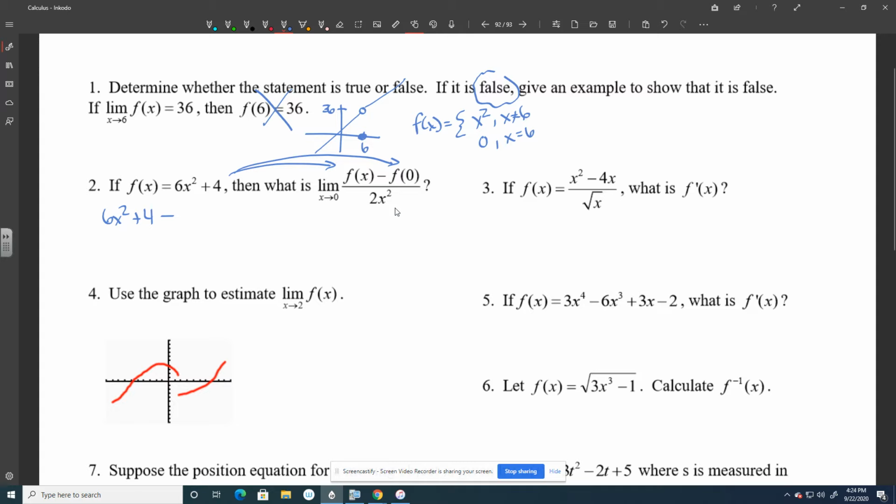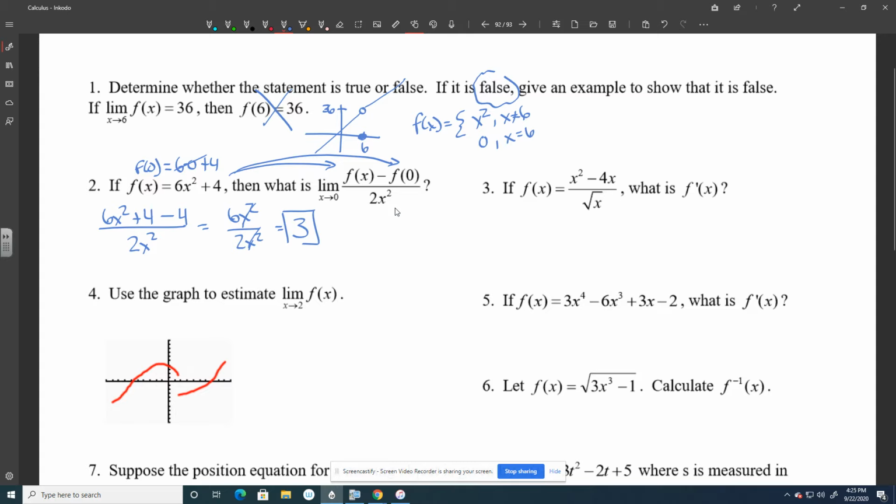So if I plug 0 in right here, f of 0 is going to equal 6 times 0 plus 4. So that 0 is going away, and I just get a plus 4. But I have to minus that plus 4, so that becomes a minus 4, divided by 2x squared. So that simplifies to be 6x squared, because 4 minus 4 is 0, divided by 2x squared. My x squareds cancel. 6 over 2 simplifies to 3. So my limit's just 3. I don't even have to plug in zeros anywhere for x's because all my x's cancel out.